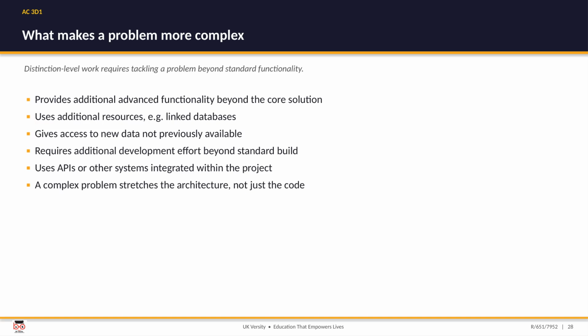For distinction-level work, you're expected to tackle a problem that goes beyond standard functionality, so it's worth being clear about what actually makes a problem more complex. Complexity might come from providing advanced functionality beyond the core solution, from drawing on additional resources such as linked databases, or from giving access to new data that wasn't previously available. It might demand development effort well beyond a standard build, or require integration with APIs or other systems. The common thread is that a complex problem stretches the architecture itself, not just the code you write.